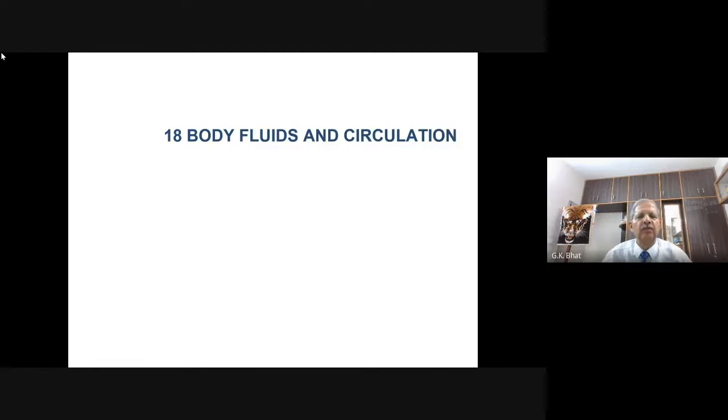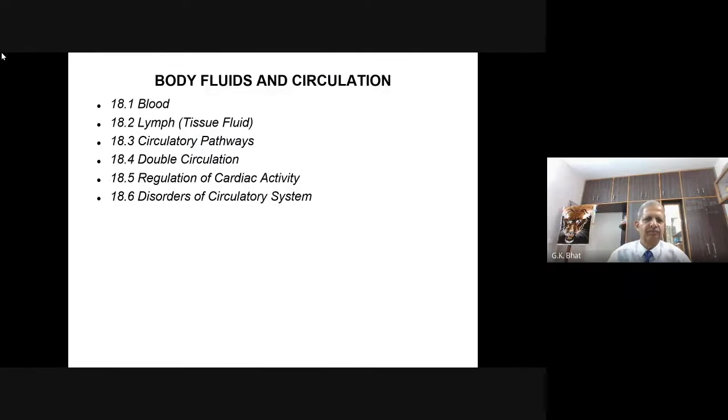The answer is, we have two fluids for that. One is the blood and another one is the lymph. These two body fluids and their circulation enable each and every cell to get the food and thereby to get the energy. So, in today's class, we shall study the details of body fluids and circulation. Right? And these are the subtopics that we are going to study under this particular chapter.